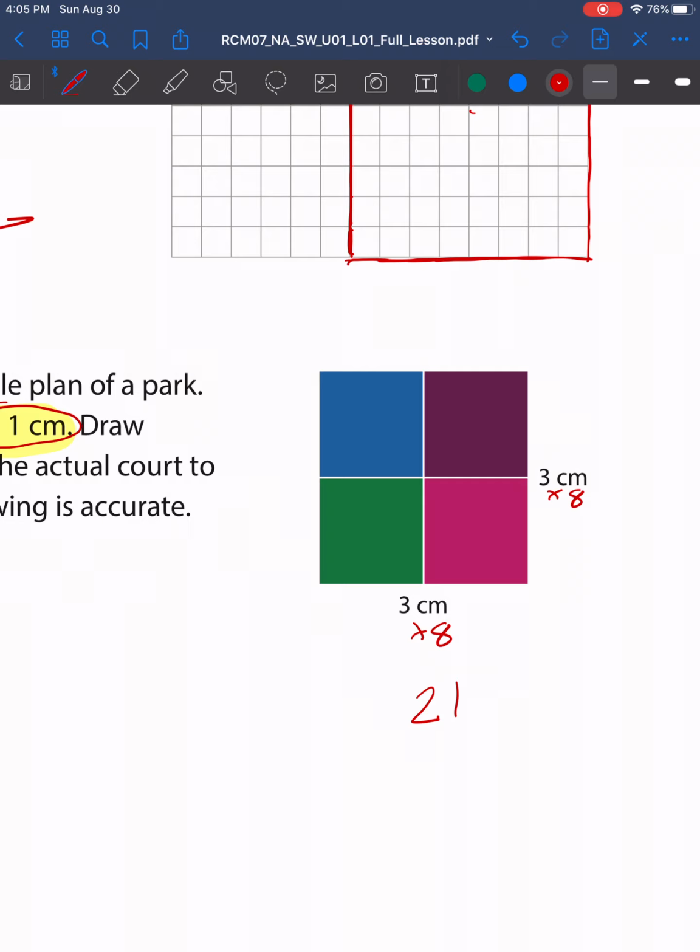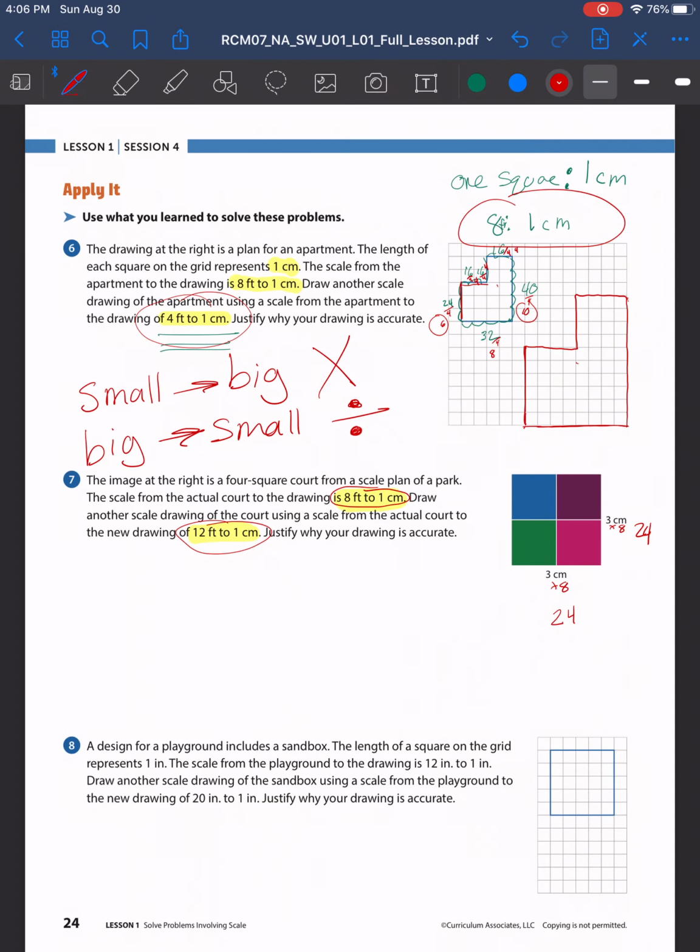Oh, sorry. 8 times 3 is not 21, it's 24. Sorry guys, I'm reading the book for a second. Okay, so first we changed everything to giant, right? So now we've got 24 and 24.